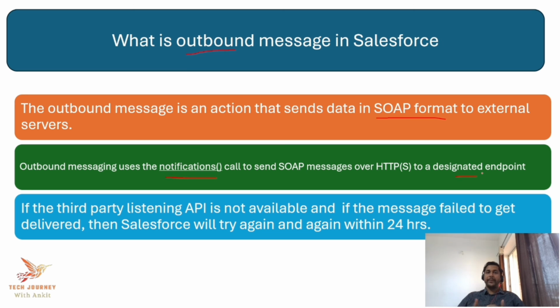Now, what makes the outbound message unique here is the guaranteed delivery of the message. For example, in case you are sending the message to a third party system and that third party system is not available, Salesforce will have a retry mechanism in place. So until the message is delivered, within the next 24 hours at specific intervals, Salesforce will again and again try to send that message. That makes the outbound message more powerful.